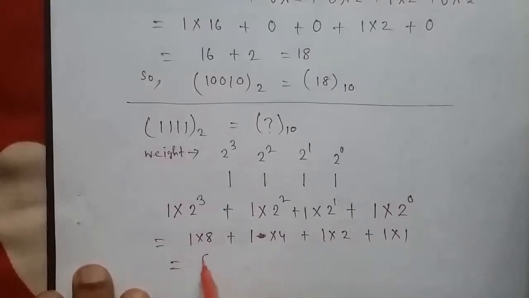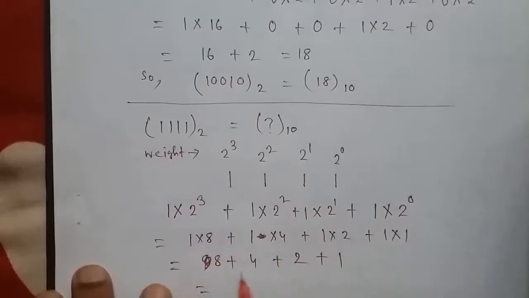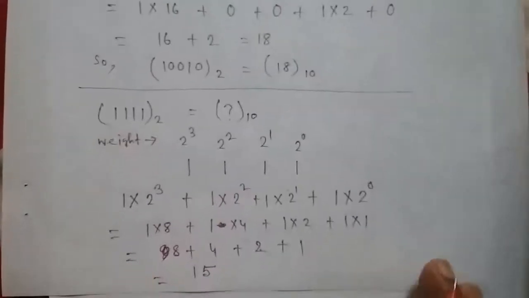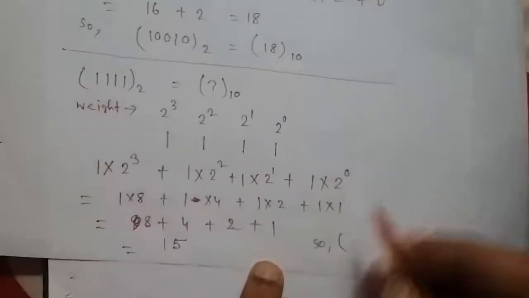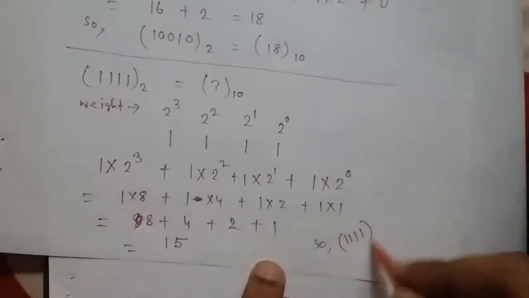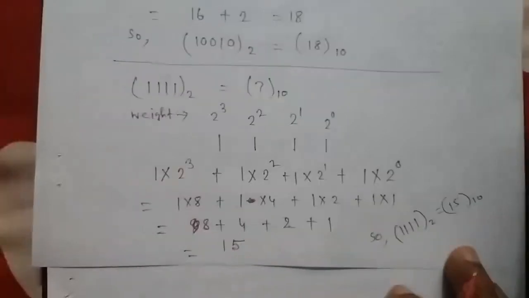So 1 into 8 means 8. 1 into 4 means 4. 1 into 2 means 2, and 1 into 1 means 1. So what is the result? 8 plus 4 plus 2 plus 1, that is 15. So we will write 1111 base 2 equals 15 in decimal.